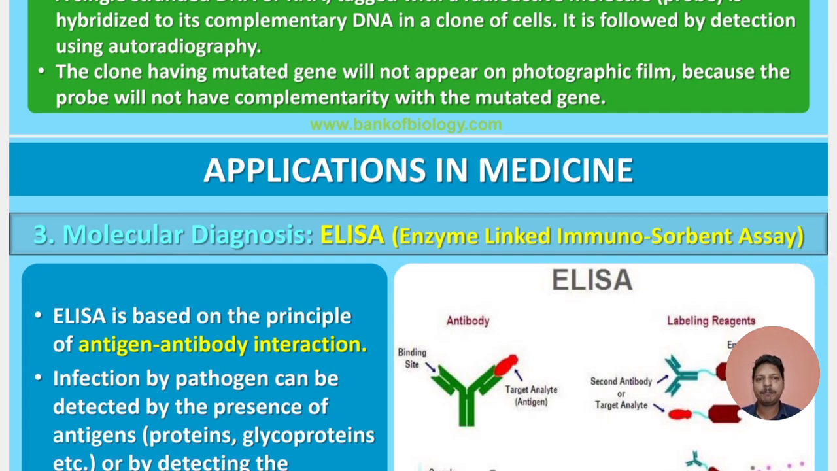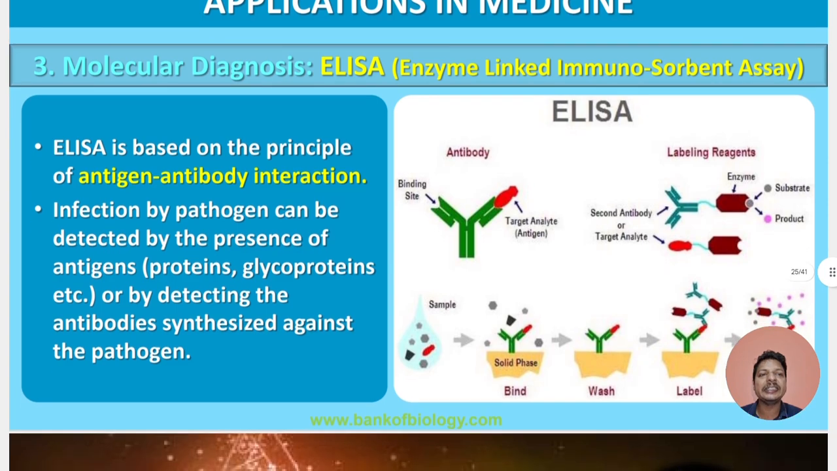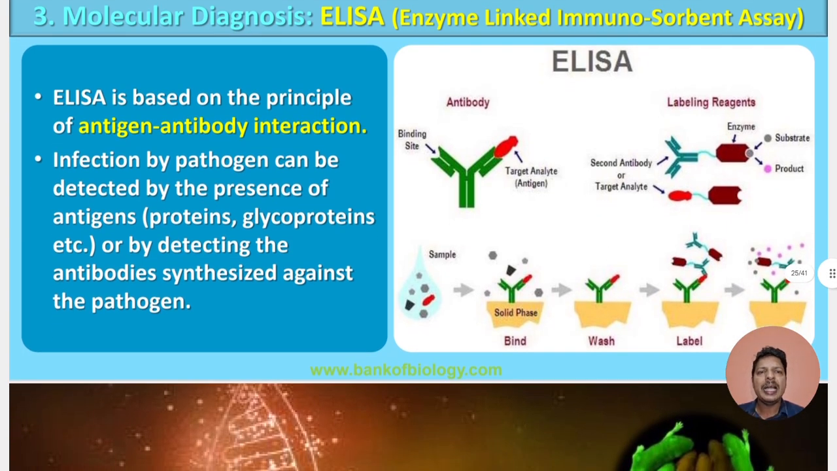Then what is ELISA? ELISA stands for Enzyme Linked Immunosorbent Assay. ELISA is based on the principles of antigen-antibody interactions. Infection by a pathogen can be detected by the presence of antigens, that is proteins, glycoproteins, etc., or by detecting the antibodies synthesized against the pathogens. Here you see the antibody, this is the binding site, the target site.